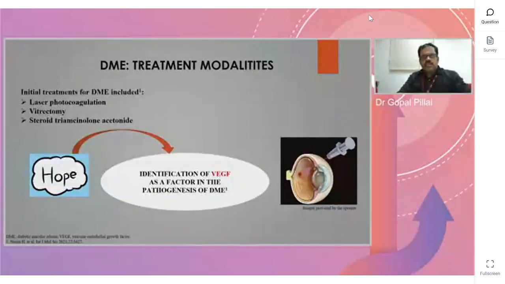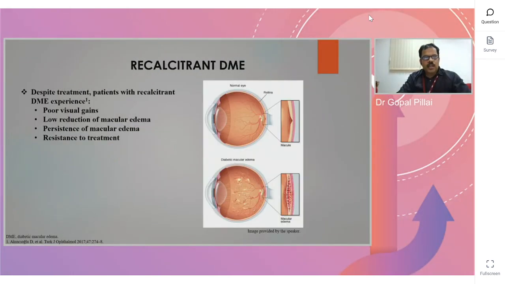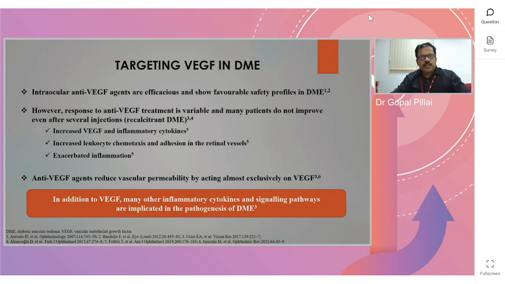So the treatment of DME about 20 years back had laser photocoagulation, even steroid treatment with triamcinolone, vitrectomy, etc., till the factor called VEGF was identified as a major pathogenesis of DME. Now, if you look at targeting VEGF in DME, intraocular anti-VEGF agents are quite efficacious and show very favorable safety profiles in diabetic macular edema.